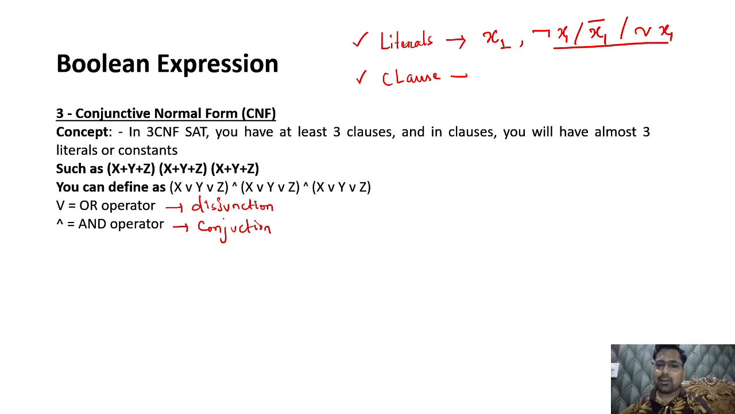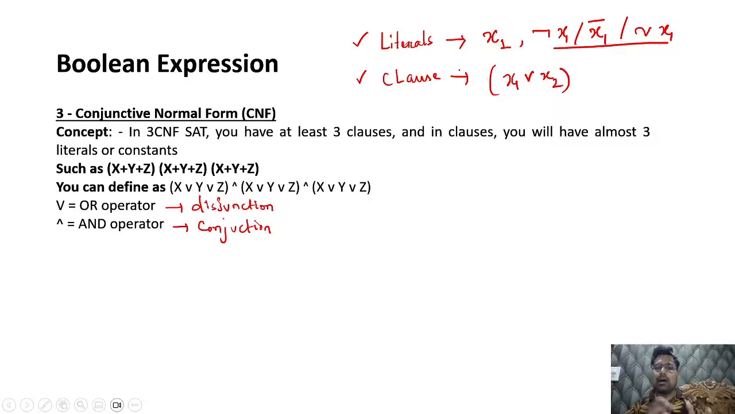Next is clauses. Clauses are within a bracket. Suppose you are taking x1 x2 within a bracket, this is just an OR operation, a disjunction we have added. This is called a clause. Whatever is written within a bracket, we say it is a clause for us. Next thing is conjunctive normal form.